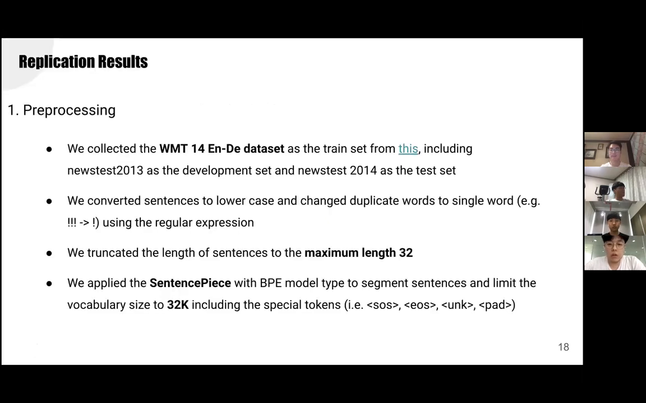Let's move on to the replication result. As we said earlier, we collected the WMT14 English-German dataset as the training set, and we applied SentencePiece with the BPE model type to segment the sentences and limit the vocabulary size to 32,000, including the special tokens.